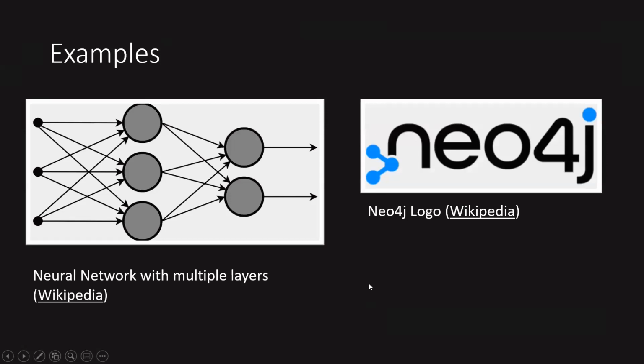Now, here are some examples of graphs that are prominent in data science. So perhaps one of the most prominent appearances of graphs in data science is the neural networks, which are in essence computational graphs. So over here on the left, we can see a neural network with multiple layers. Another major application of graphs is currently graph databases. So Neo4j is an important example of that.